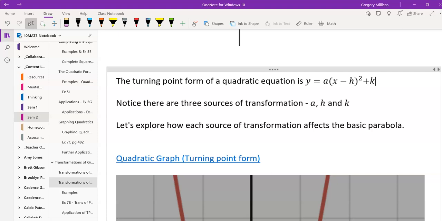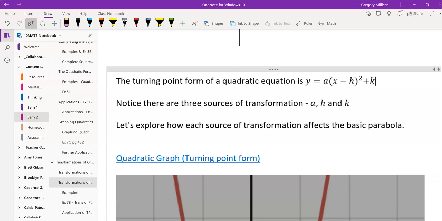Now, if we recall, what did A represent on our linear equation? Coefficient, and what did it do? It changed the steepness, it changed the slope, didn't it? We don't have a C, because C represented the y-intercept. I've deliberately got different letters because I don't want us to get confused. So now I've got an H and a K. Why H and K? Why not? It's not B, it's not C. So H and K.